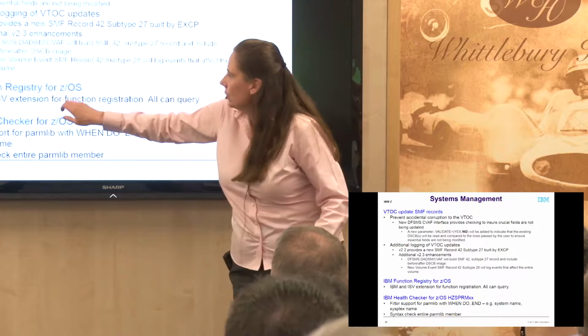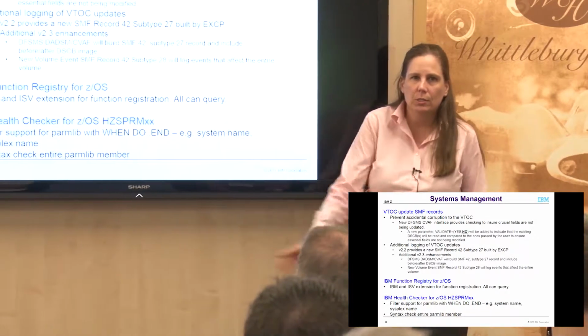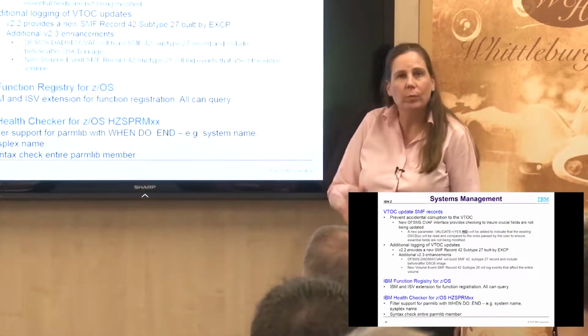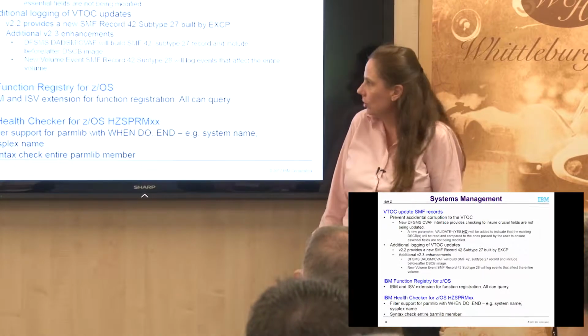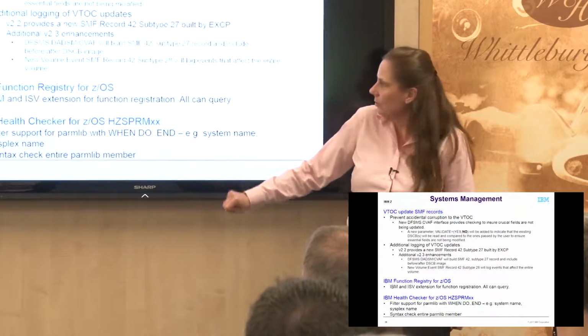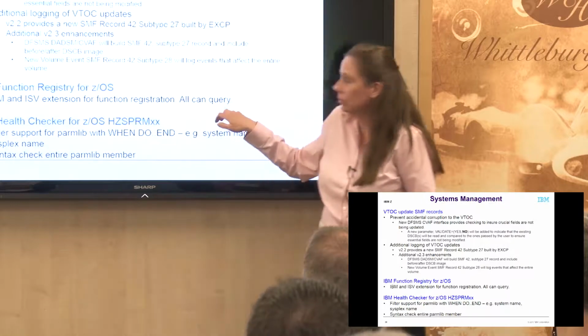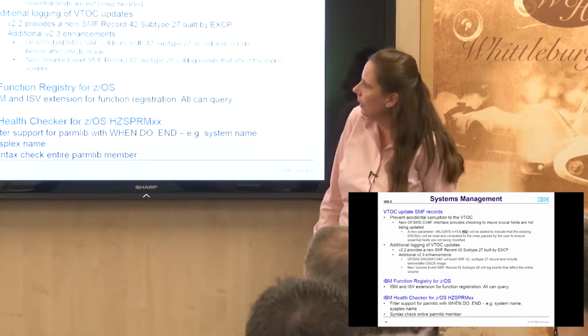We have the IBM Function Registry for z/OS. It's just a chain of control blocks where we will be filling them up with information in the future. It's for use of IBM and ISVs. Customers can't put information there, but customers can pull it once we've got it all filled up.